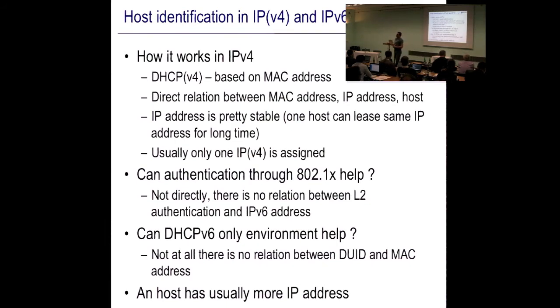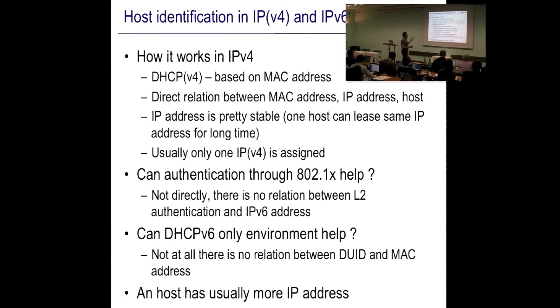We have a database with MAC addresses. We have this static record in the DHCP server for this IP address, and we know that this user usually uses this IP address. And there was another good thing, that one computer usually had one IP address at a time. So it's not true in the IPv6 world. So do we have any proper solution for this?